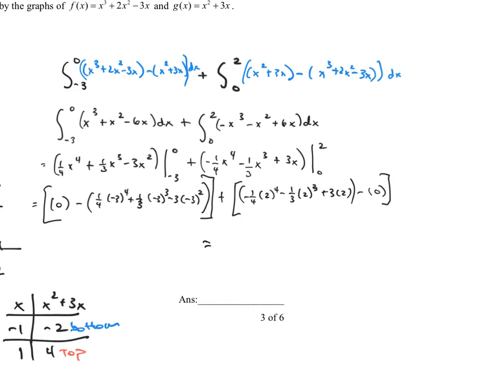I'm getting a total of 253 twelfths. That might be off if I put it in my calculator wrong. Please check my signs. Please double check all my work, but that's what I'm getting.